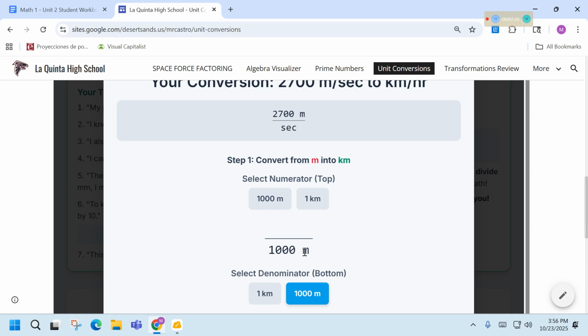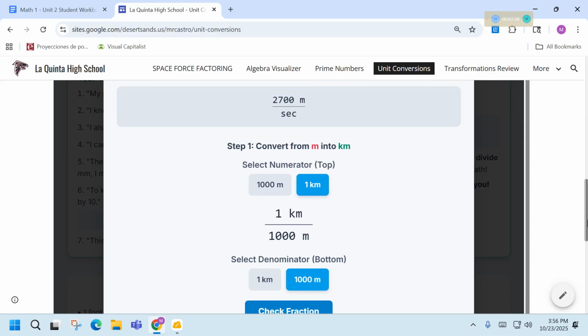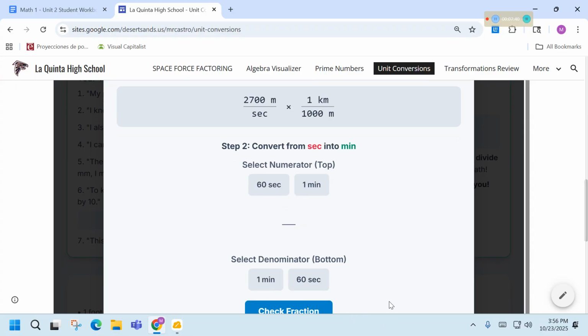So the meters won't have to be on bottom. The kilometer goes on top. Then we can check our fraction and see where we are so far. Okay, notice again the meters and meters are getting canceled.